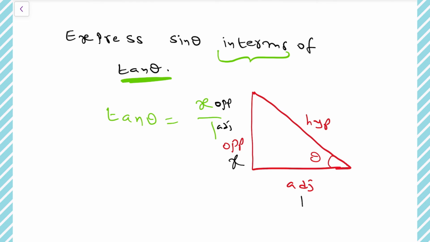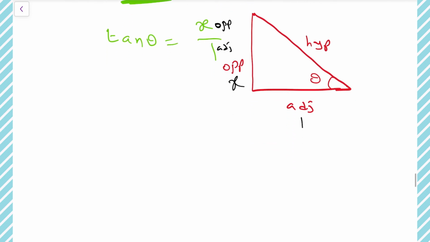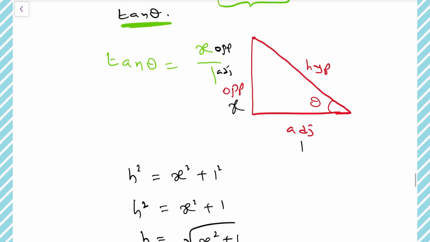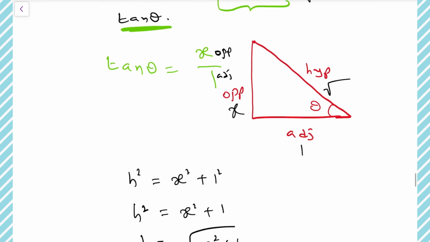Now by using the Pythagoras theorem, we need to find out the hypotenuse. So let us check that one. Hypotenuse square is equal to first side square plus second side square. So that is nothing but x square plus 1. That is hypotenuse square. Then what will be the hypotenuse? Under root x square plus 1. So hypotenuse we got as under root x square plus 1.